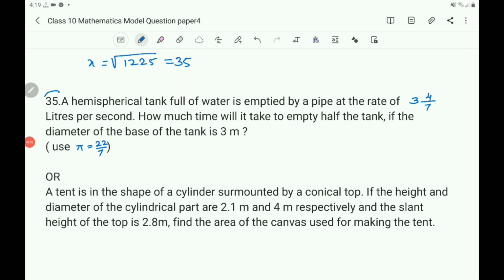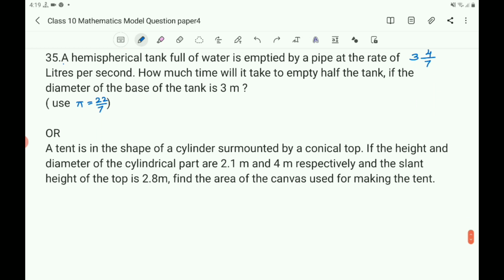Now let us take question number 35. This is also a choice question. 2 questions are there. Write the answer for any one of the questions. Now let us read the first question. A hemispherical tank full of water is emptied by a pipe at the rate of 3 3/4 liters per second. How much time will it take to empty half the tank if the diameter of the base of the tank is 3 meters?